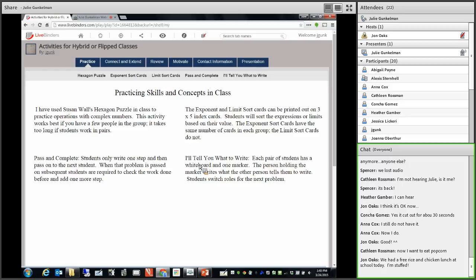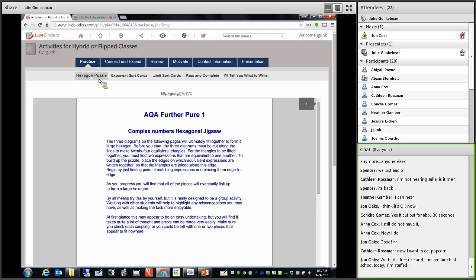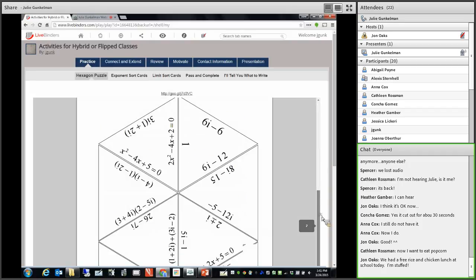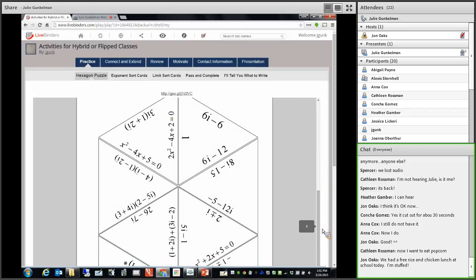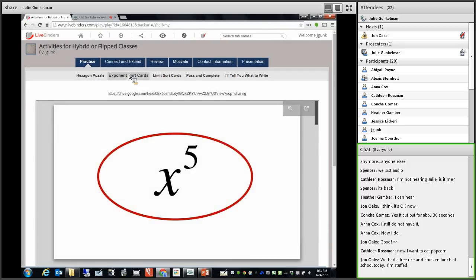So if you wanted to see, for example, this is an overview of the practice, describing what those things are. And then when you hit on, for example, the hexagon puzzle, you're going to get right to Susan's page that she has online. I don't want to make you dizzy, but you can arrow down and you can actually see the puzzle. My exponent cards that I used for elementary algebra class are posted there, and again, you're welcome to use them. If you print the file out on a 3x5 index card, it works pretty well.